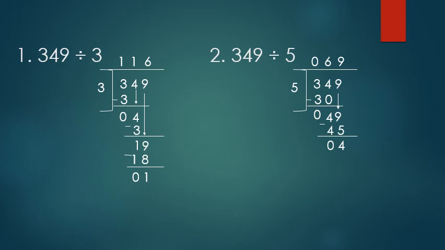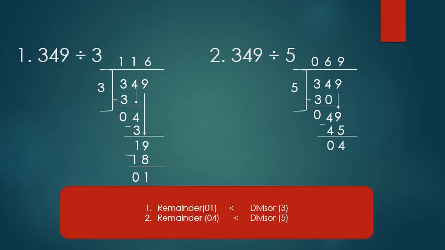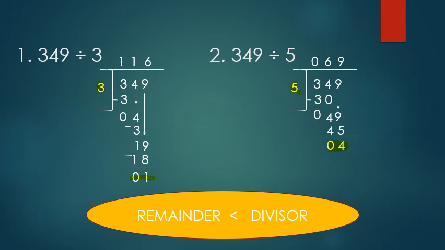What did you notice here? In the first example, the remainder was 1 and the divisor 3. 1 is less than 3. In the next example, again the remainder 4 and the divisor 5. 4 is less than 5. So the remainder is always lesser than the divisor. It means the remainder should always be smaller than the divisor.